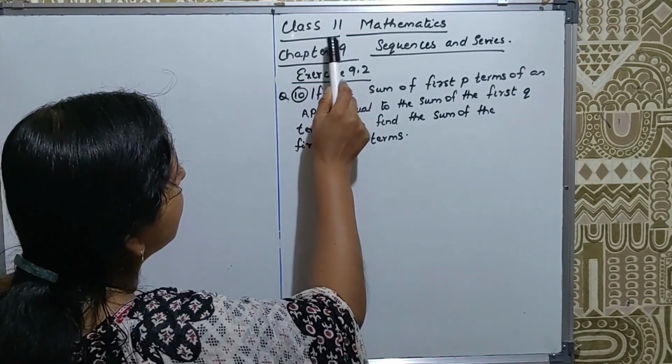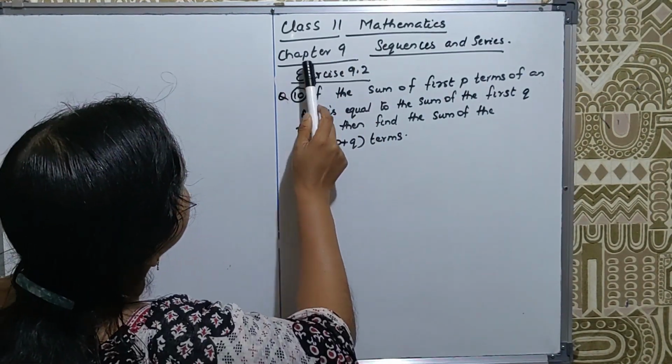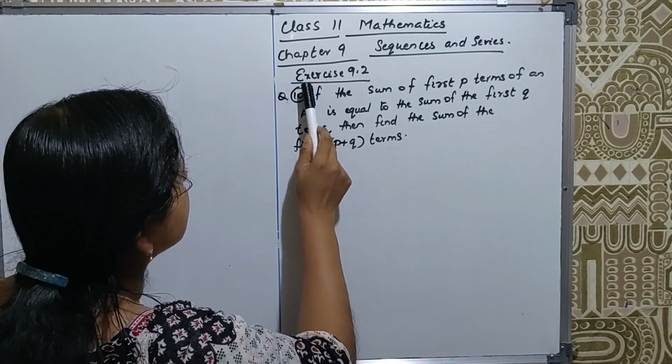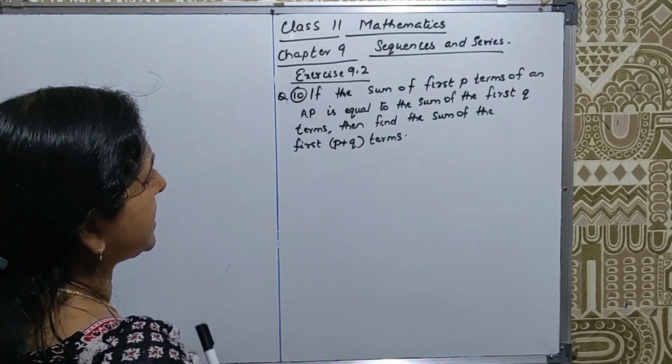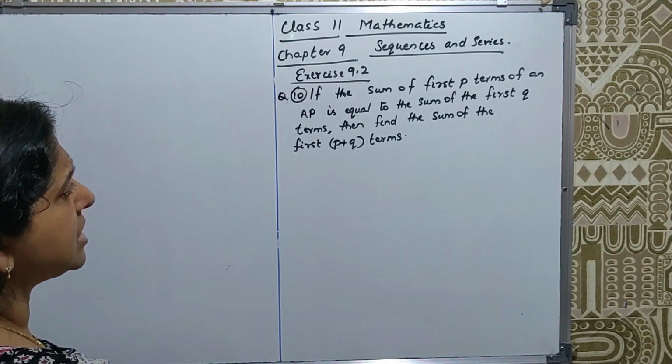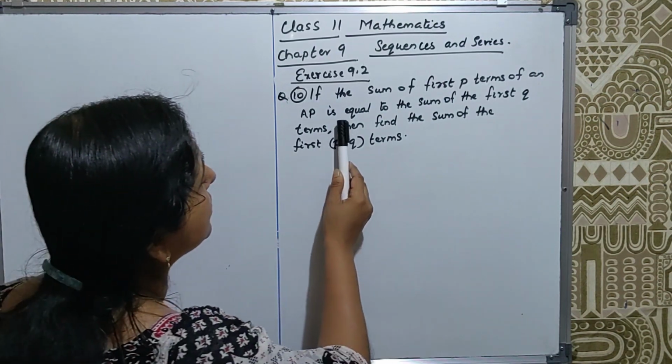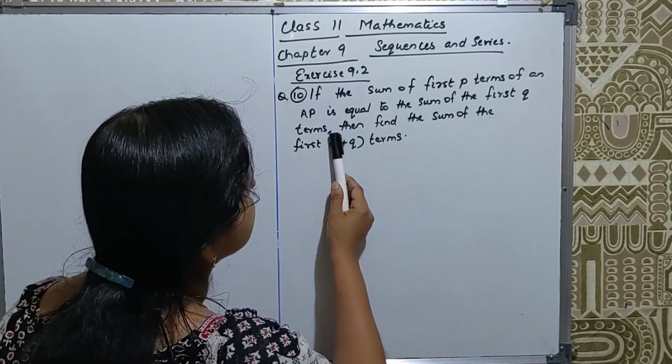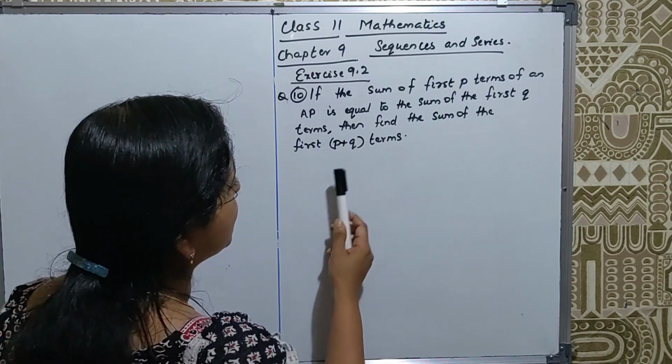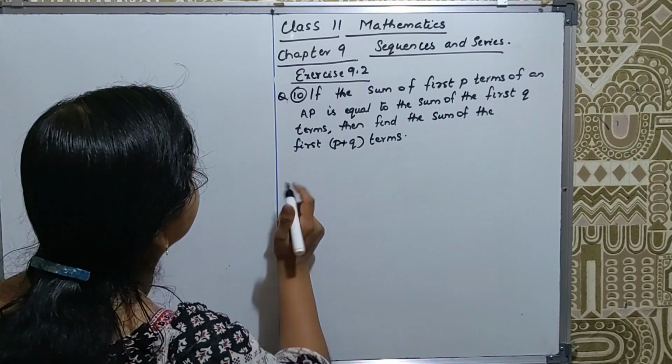Hello children, we are doing class 11 mathematics, chapter 9 sequence and series, exercise 9.2 question number 10. The sum of first p terms of an AP is equal to the sum of first q terms. Then find the sum of first p plus q terms.